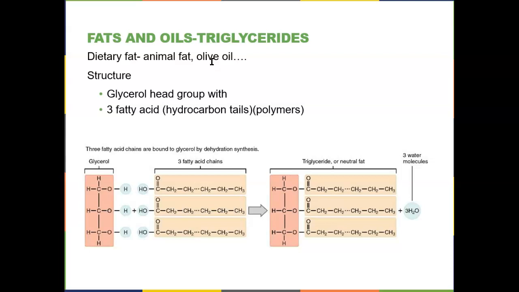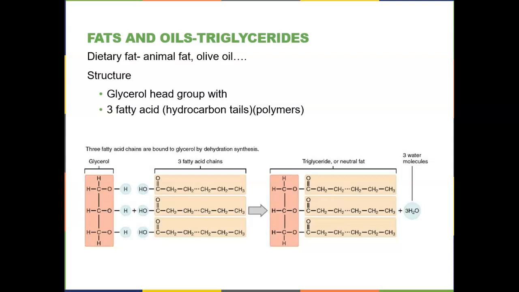They are called triglycerides because they are made starting with this glycerol head group here, and then to that you add 3 fatty acid chains. And you'll notice that this is also a dehydration synthesis reaction.